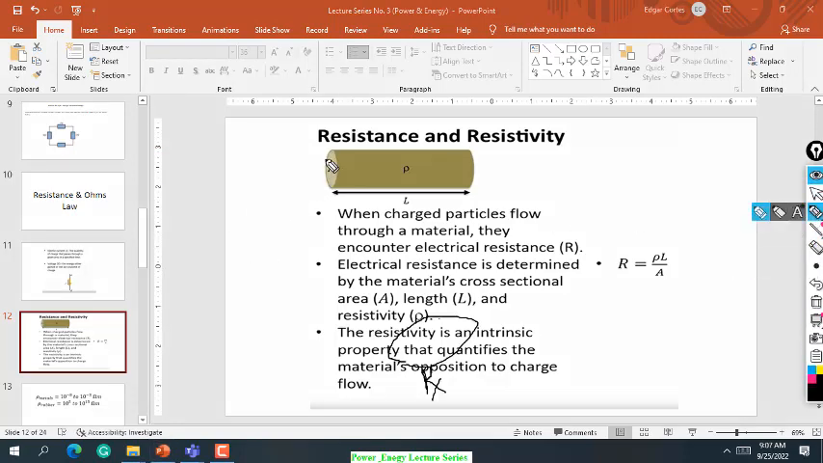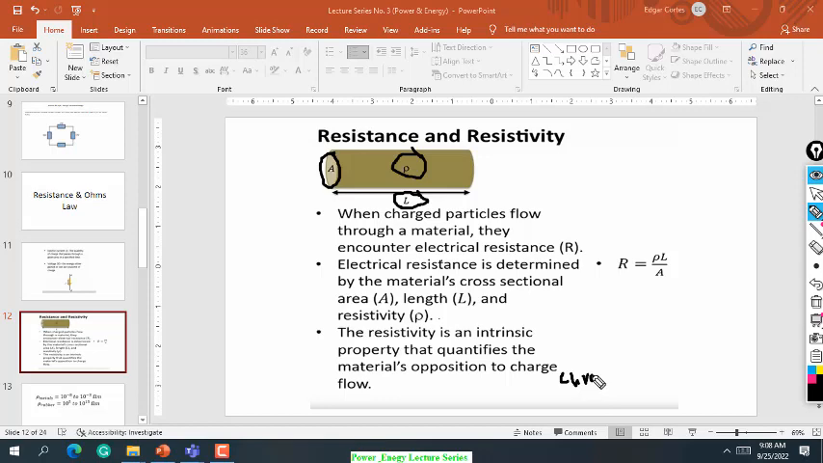So these are the variables: material, cross-sectional area, the length of the material, and the last one is resistivity. Resistivity is basically an intrinsic property that quantifies the material's opposition to charge flow, or current flow. Charge flow is coulomb per unit time, and this is what we call current, or I.